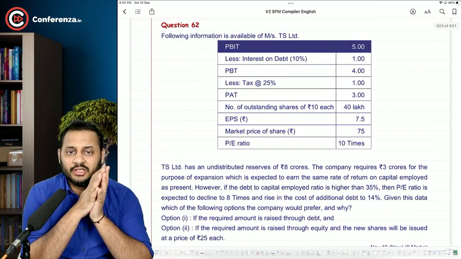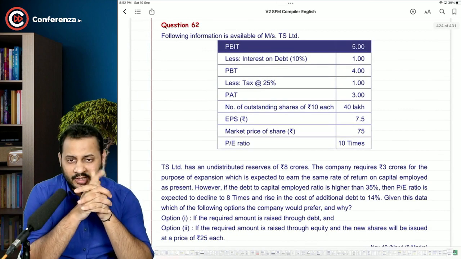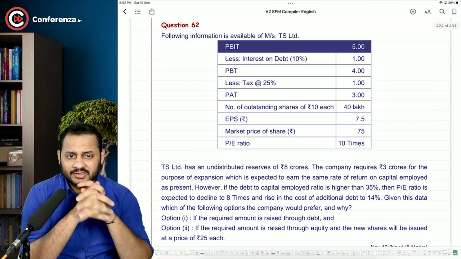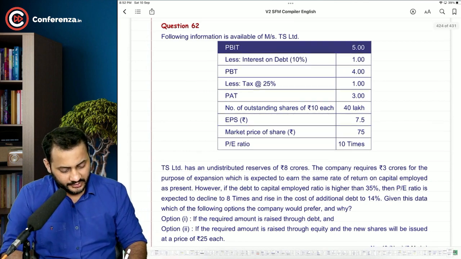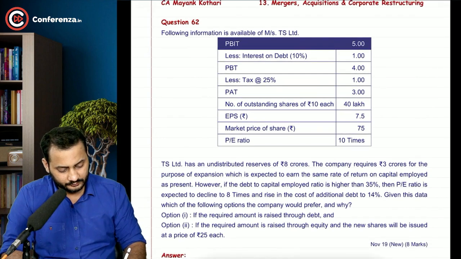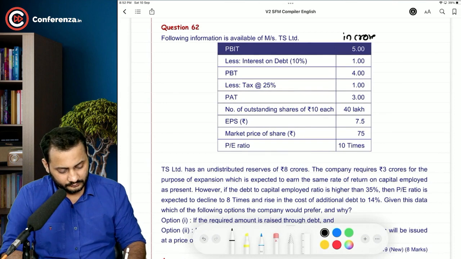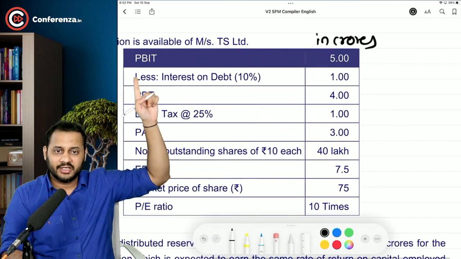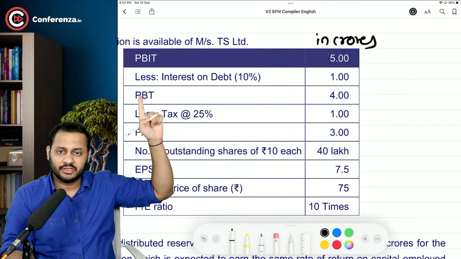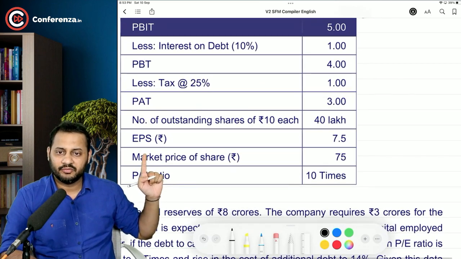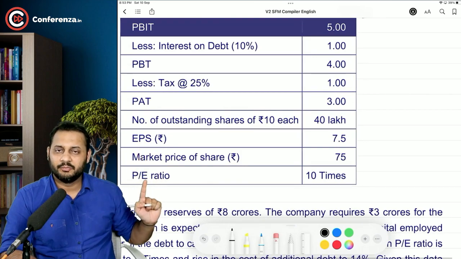Following information is available of Messrs TS Limited. PBIT 5, less interest, that is in crores. You can write down, it's in crores. So profit before interest and tax is 5 crore, less interest on the debt is 1 crore, PBT, less tax, PAT. Number of shares outstanding is 40 lakhs, earning per share is 7.5. Market price divided by earning per share will be the PE ratio, that is 10.